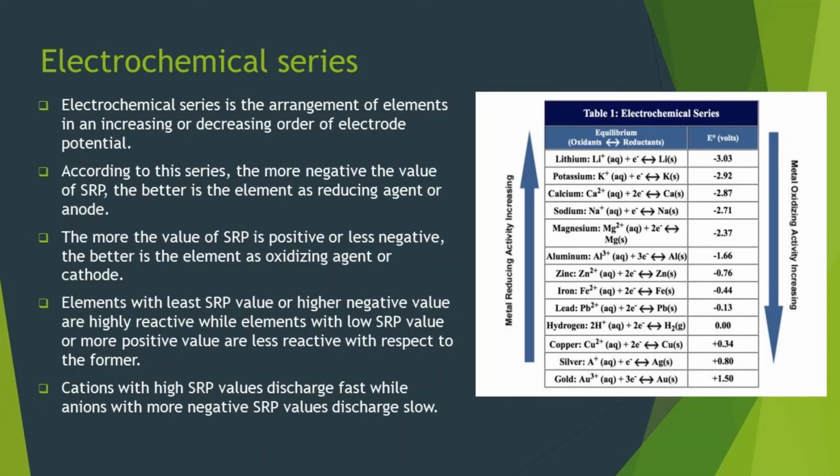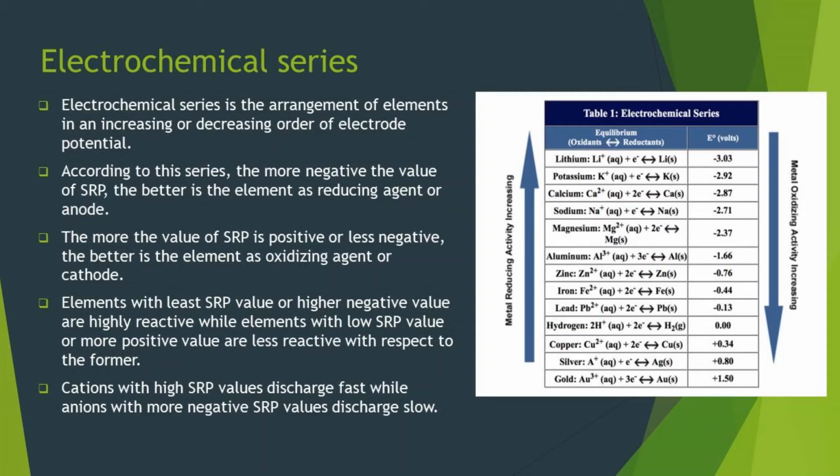Electrochemical series. The electrochemical series is the arrangement of the elements in an increasing or decreasing order of electrode potential. According to this series, the more negative the value of SRP, the better the element is as a reducing agent or anode. The more positive or less negative the value of SRP, the better the element is as an oxidizing agent or cathode. Elements with the least SRP value or higher negative value are highly reactive, while elements with a higher or more positive value are less reactive with respect to the former.